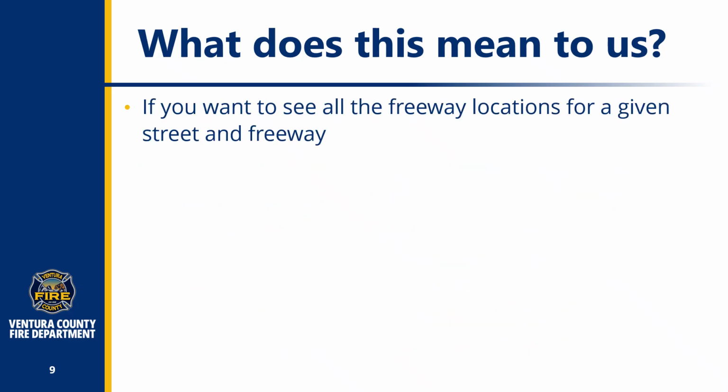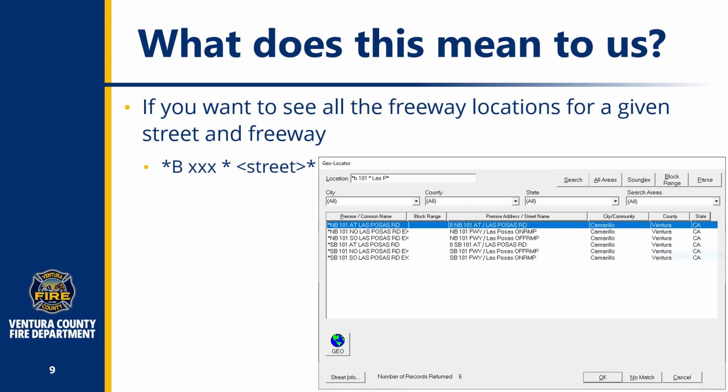If you want to see all of the freeway locations for a given street and freeway, use star B, the freeway number, star, the street, or a portion of the street at least, and another star. In the example here, star B 101, star Las P, gives you all of the 101 at Las Posas hits.